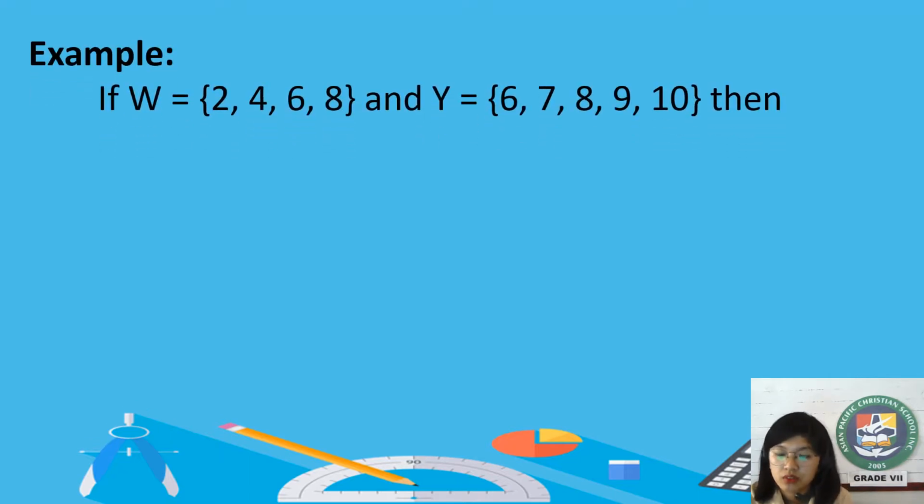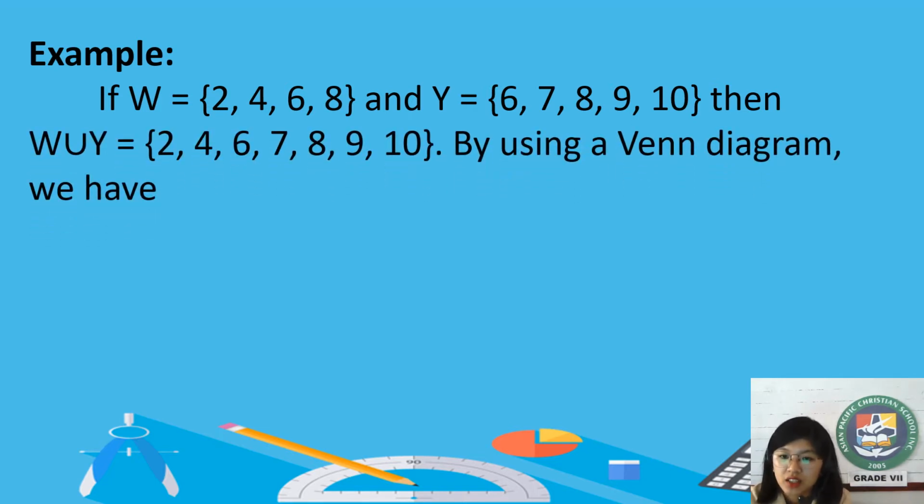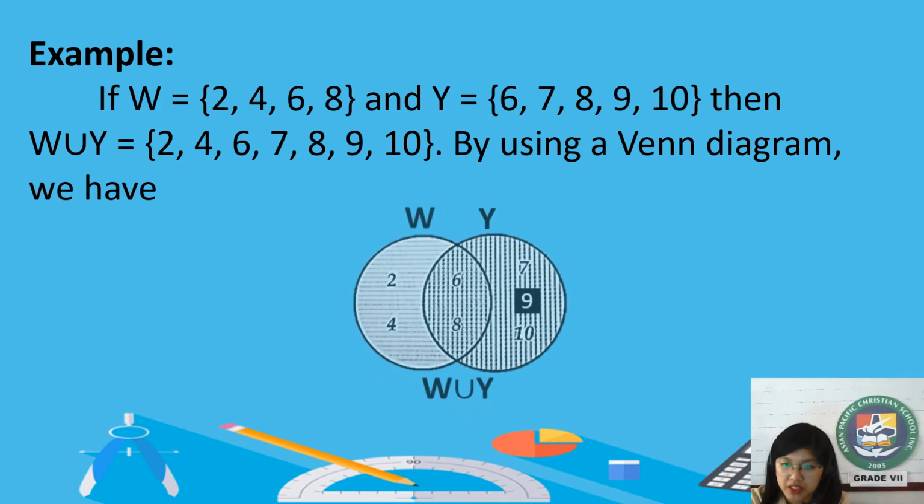For example, if the set W is equal to the elements 2, 4, 6, 8, and the set Y is equal to the elements 6, 7, 8, 9, 10, then W union Y is equal to the elements 2, 4, 6, 7, 8, 9, 10. You notice that we have common elements, and later, by using a Venn diagram, we will see what the common elements are.